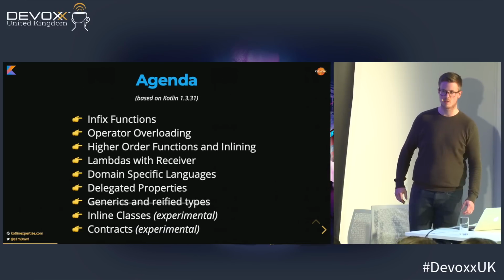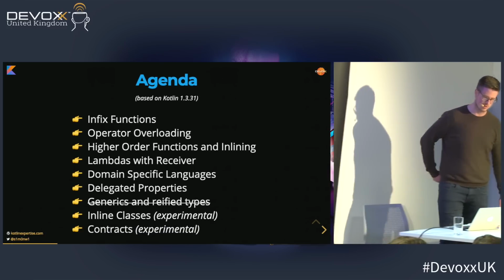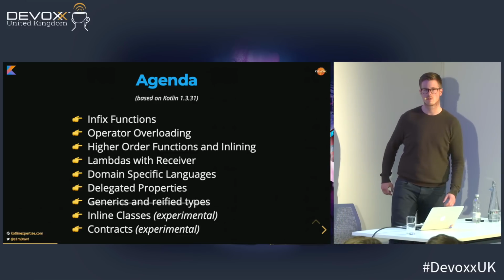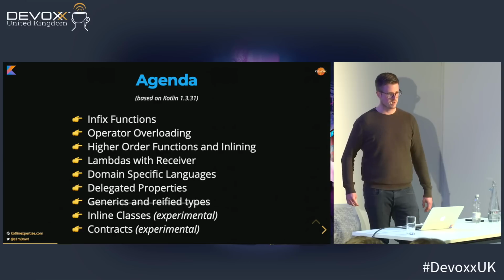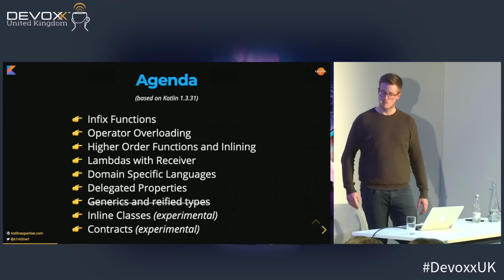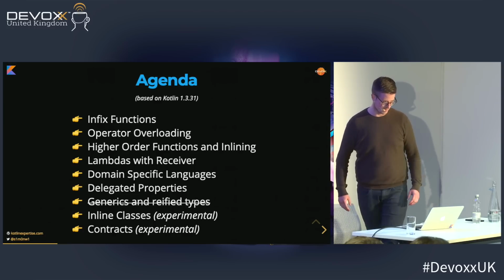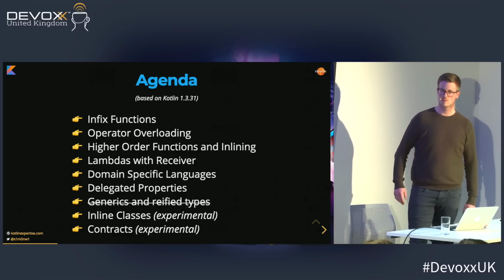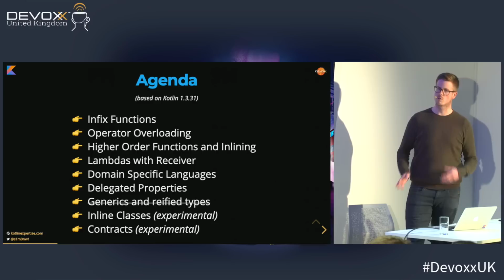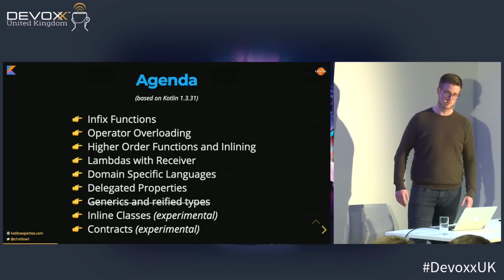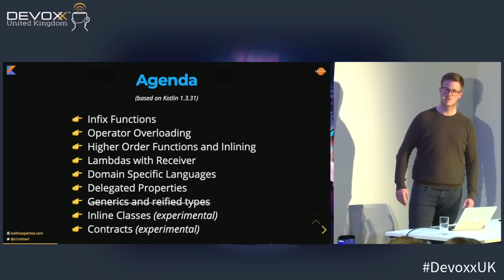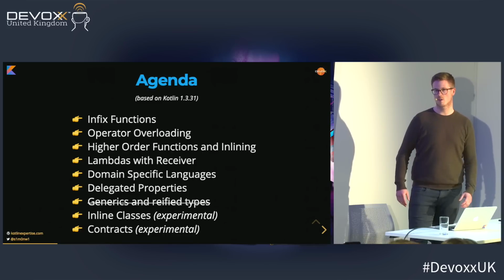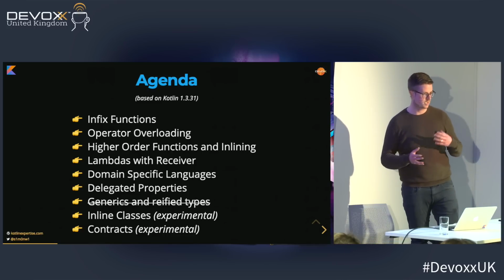So the agenda for today, this is all based on the latest version of Kotlin, which is 1.3.31, released last month. We're going to talk about a lot of topics, and these are infix functions, operator overloading, higher order functions, which is a very important part of the language, and also how you can inline functions. And then we're going to talk about Lambdas with receiver, which is a very unique feature of the language. And also a very big topic is DSLs.